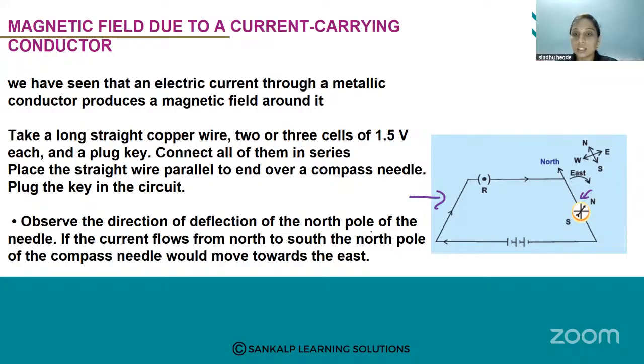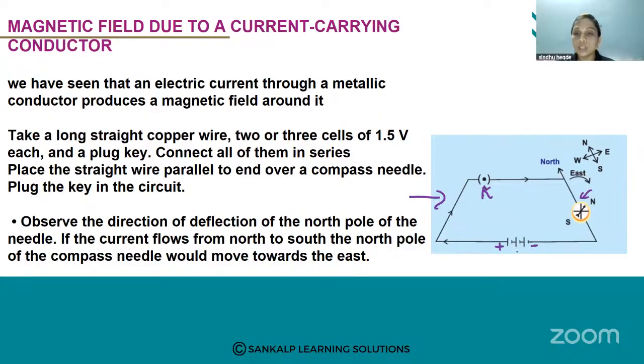See here, this is the circuit setup. Again here the large line indicates the positive terminal of the battery and the short line indicates the negative terminal. The battery is connected to the plug key here, right? Plug key, and some conductor is also connected here. See, these lines are conductors. Okay, then here one compass is placed inside this circuit. Okay, let us see what happens.